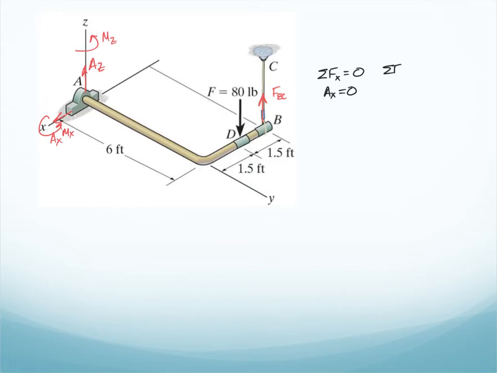In the y direction, our forces are nothing. And in the z direction, there's a little bit more going on. We have AZ minus 80 plus FBC equals 0. So those are two equations that we got so far from our conditions of equilibrium.